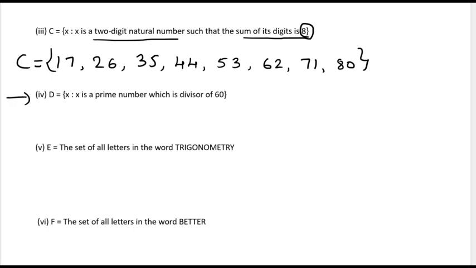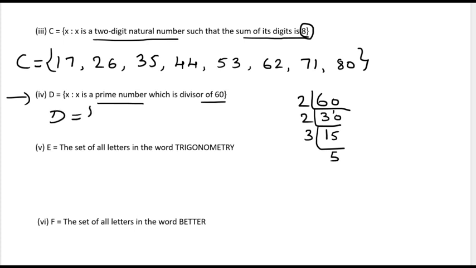So next one is the fourth one, that is D is equal to the collection of all x such that x is a prime number which is a divisor of 60. So prime number, it is a divisor of 60. 2 3s are 6, write 0 as it is. 2 1s are 2, 2 5s are 10. Next, 3 5s are 15.